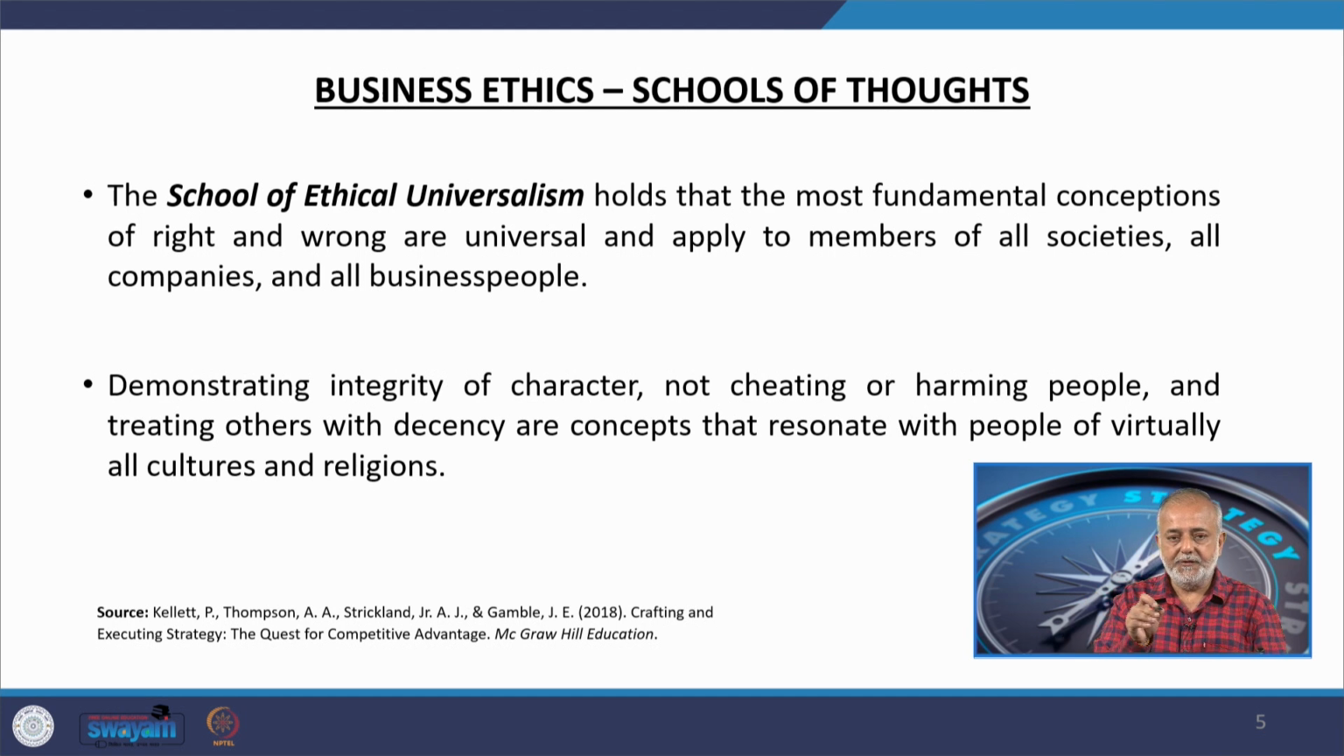So, business ethics schools of thought: the school of ethical universalism. It holds that the most fundamental conceptions of right and wrong are universal and apply to members of all societies. If something is not good for me, that is not good for you as well. Do not do something to others which you do not want to be done to yourself. That is a universalistic perspective. Right and wrong are universal and apply to the members of all societies, all companies and business people. This is how we should be working, how we should be behaving, how we should be living our lives, and how our actions would affect the environment or the people and so on.